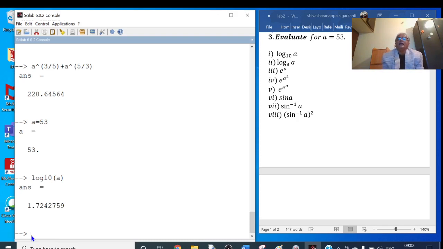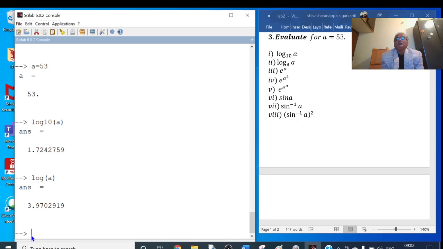Second one, log a to the base e. If this is to the base e, you just have to type log of a. So that is log, and for any function, the argument must be in a bracket. Log of a, bracket close. Enter. Okay, 3.7 something here.